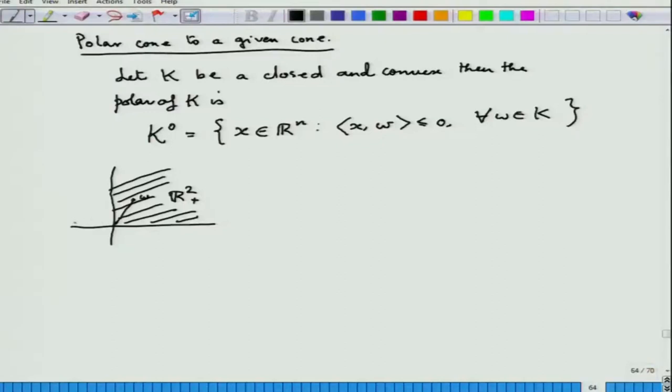I want all those vectors v which will make an obtuse angle with this, that is, the angle has to be more than 90 degrees. So all the vectors here in this third quadrant will form an obtuse angle. If you take some vector here, it will form an acute angle. Essentially, if I write R2+, the non-negative orthant, and take its polar, it is nothing but the minus of R2+.